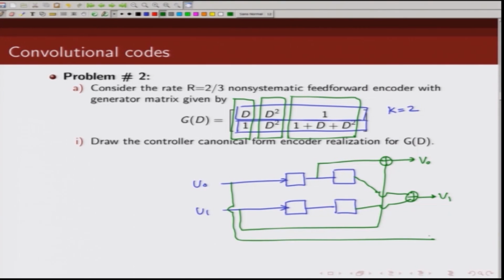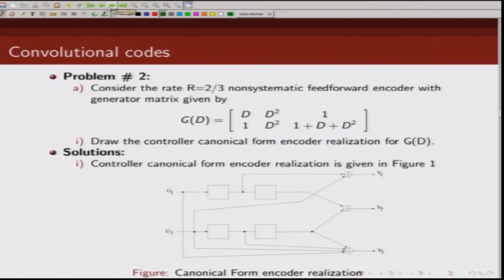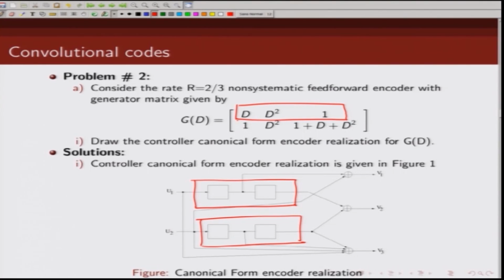U1, and 1, D term and D square term. So, this is your controller canonical form realization for this generator matrix. So, this is precisely what we have here. We can see this shift register is for this input and this shift register is for this input.